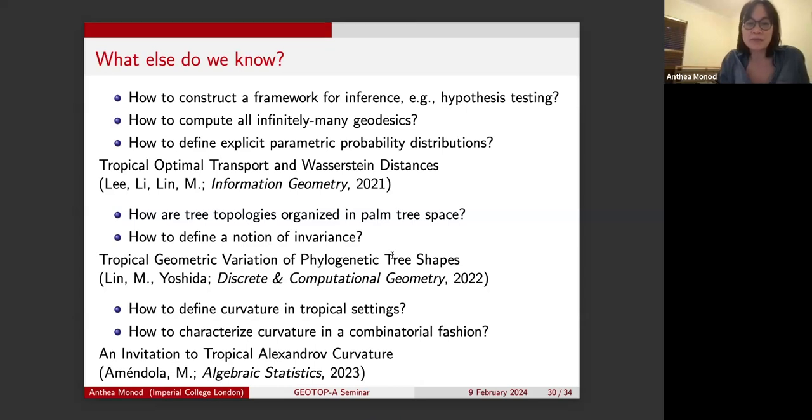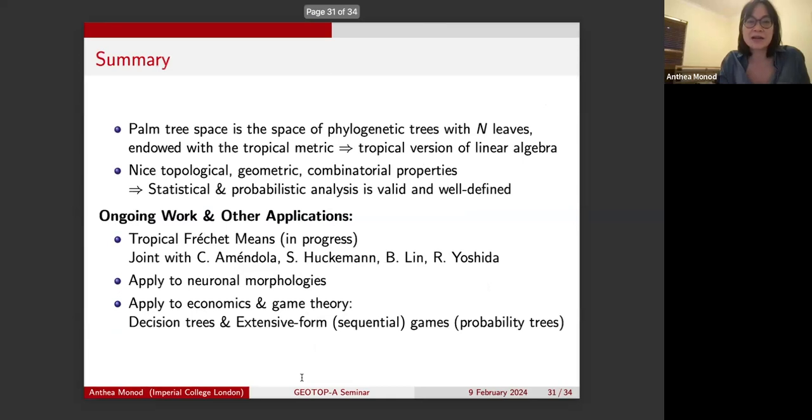And then there are other more geometric questions, like how do you define curvature, and how do you characterize curvature? This is something else that I've done with my collaborator, Carlos, last year. To wrap up, tropical tree space is the space of phylogenetic trees with n leaves. It's endowed with a tropical metric, which gives you a setting to look at the tropical version of linear algebra. It has nice topological, geometric, and combinatorial properties. In particular, it means that statistical and probabilistic studies are valid and well-defined.